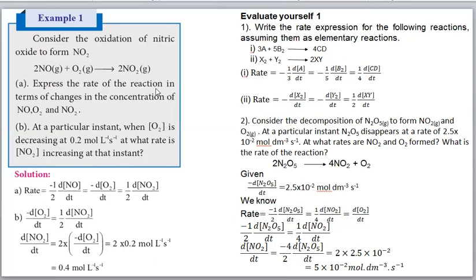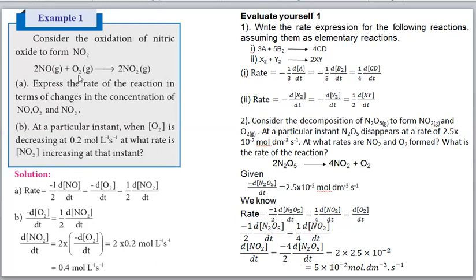Express the rate of reaction in terms of changes in the concentration of NO, O2 and NO2. You see from this equation, rate is equal to, in terms of reactant, we can write minus the concentration of the reactant divided by dt. So we can write here minus d[NO] by dt. Here you see coefficient 2 is there, so divide by 2. So we'll get minus 1 by 2 d[NO] by dt.